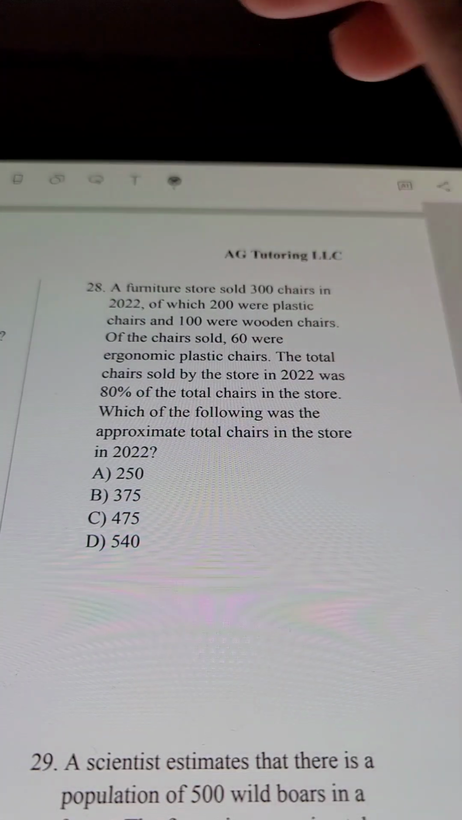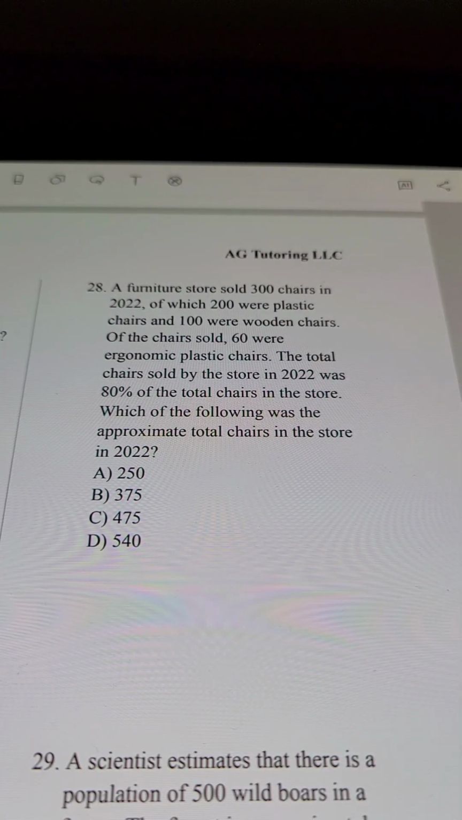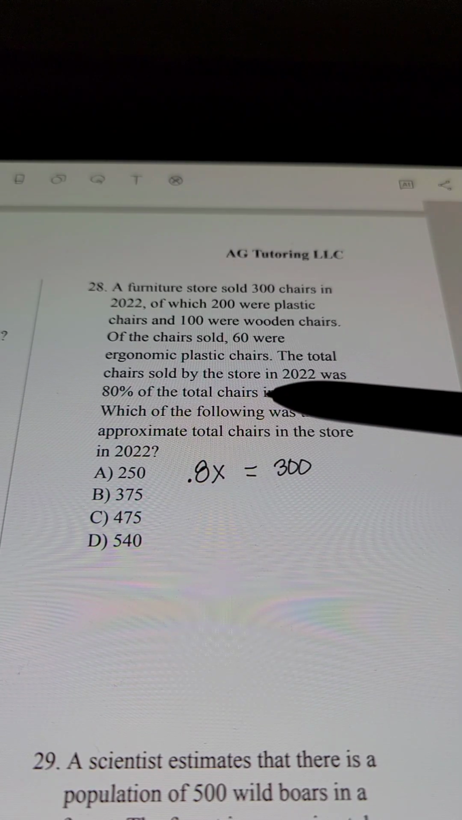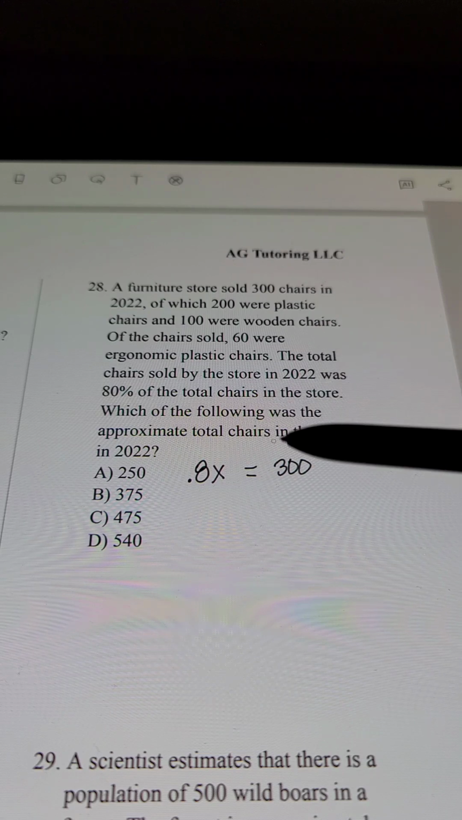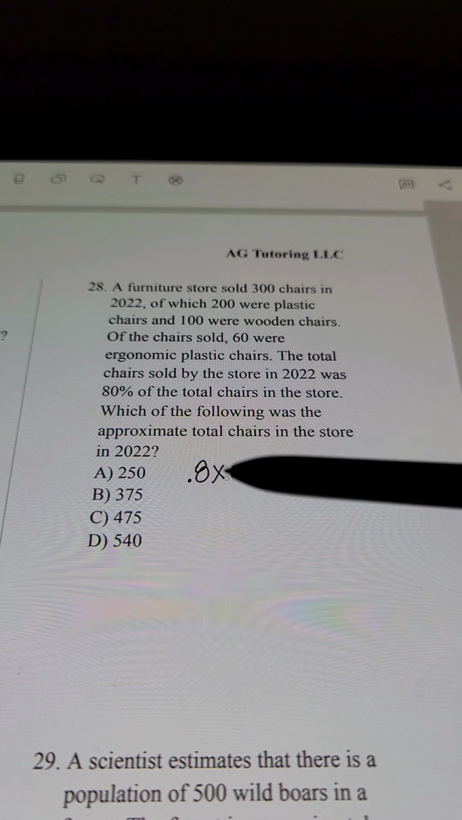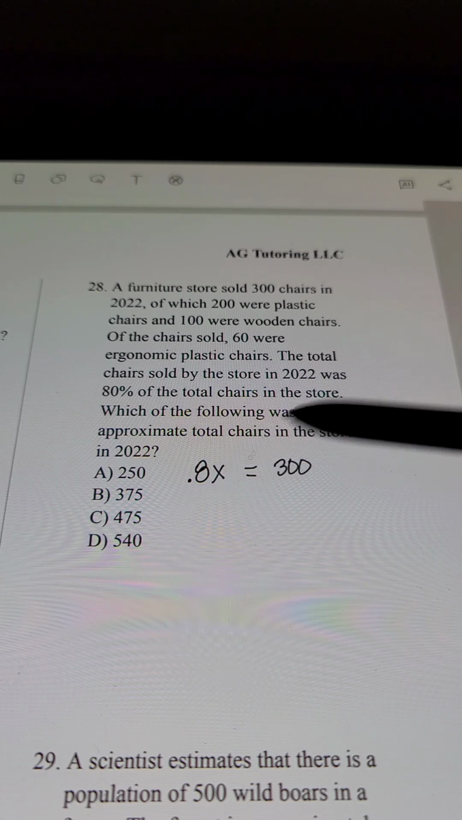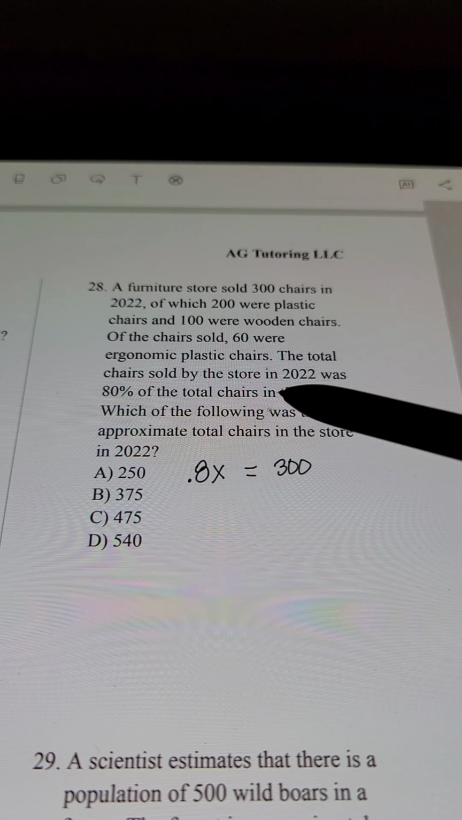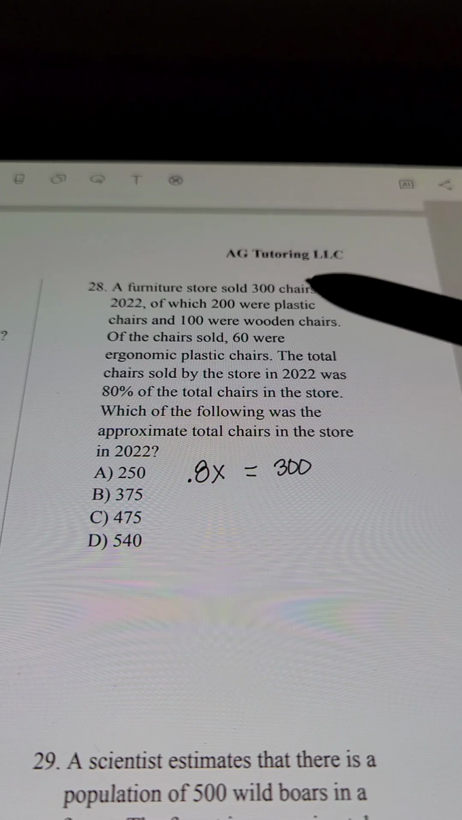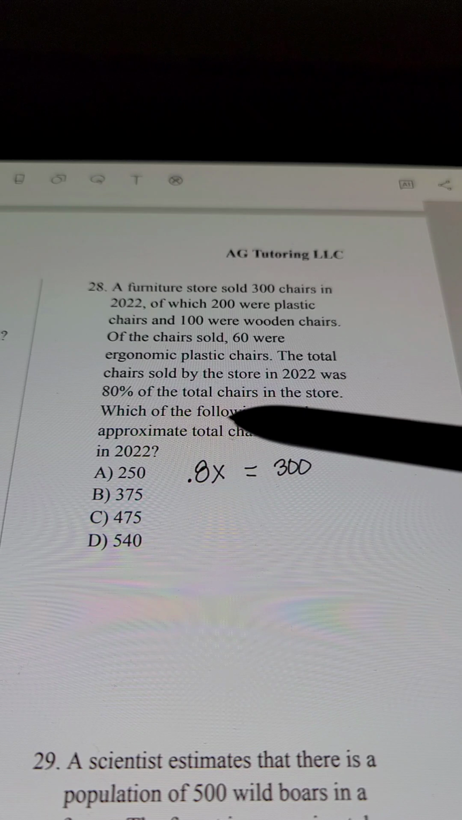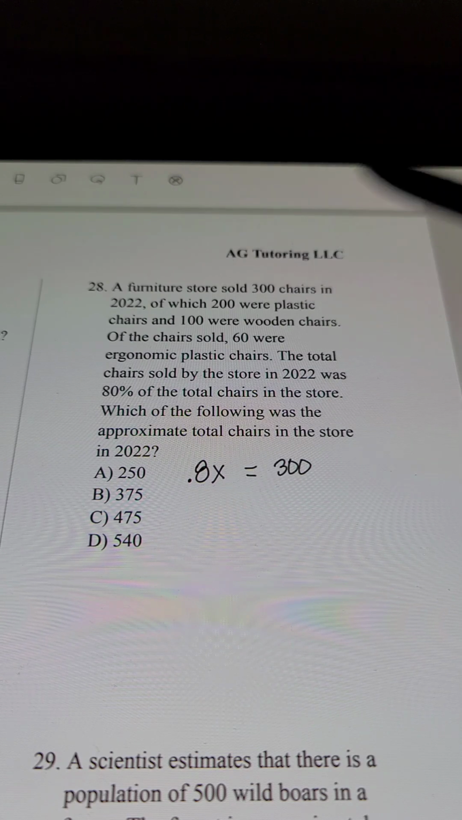Okay, now 28 says, well, pause to read. So 80% of the total number of the chairs in the store has to equal 300. So 80% as a decimal would be 0.8. X is the total number of chairs in the store. And that has to equal 300, like 80% of the total chairs in the store were sold. So that has to equal the 300 sold chairs.